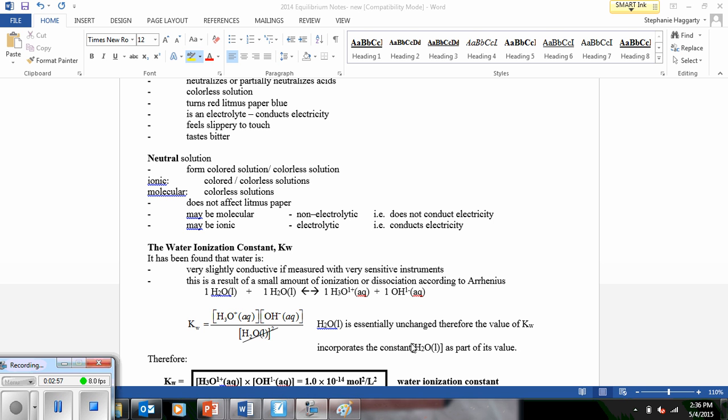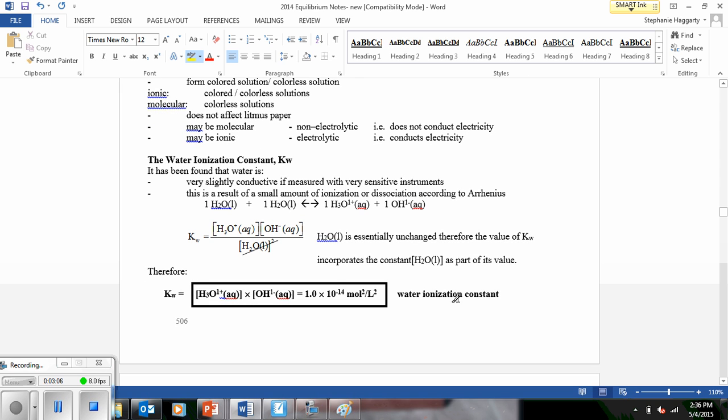We don't include liquid water as part of the equilibrium calculation. So if we ignore liquid water, we get Kw, the ionization of water constant, is equal to the concentration of hydronium times the concentration of hydroxide. And the value for Kw is a constant, so it's always 1.0 times 10 to the minus 14. Because we're multiplying moles per liter times moles per liter, we end up with mole squared per liter squared.